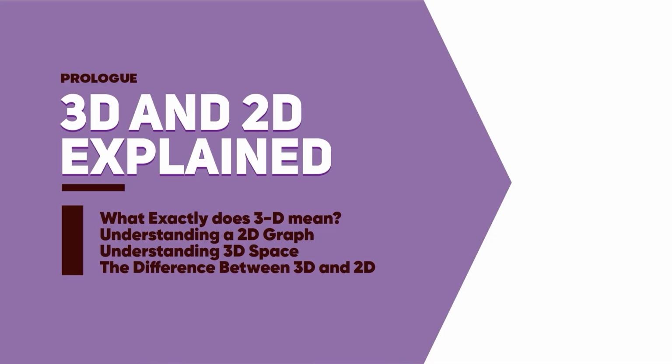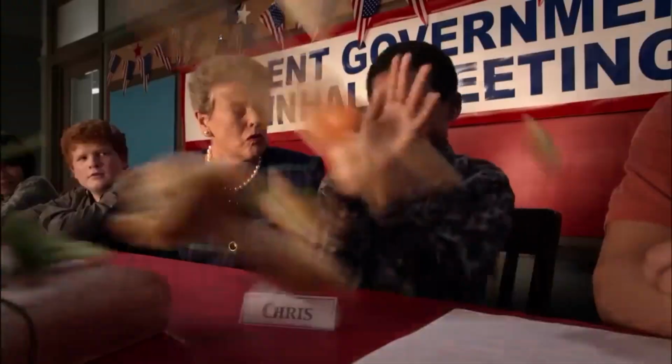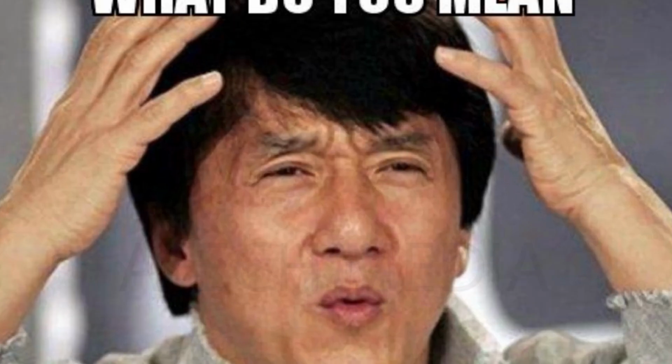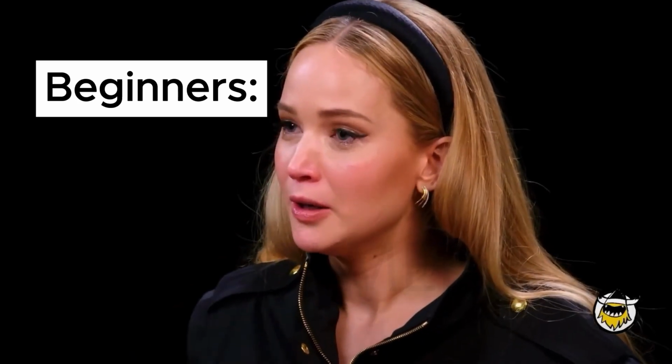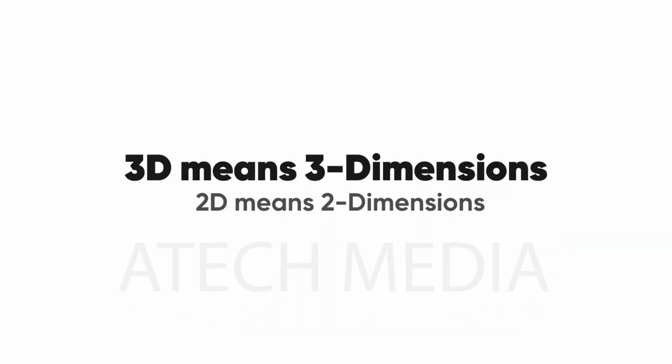Now today's video will be focused on explaining the fundamental concept of 3D. Specifically, what does 3D mean exactly? We've heard this word being thrown around a lot, but what exactly does it mean? So the D in 3D means dimensions. So 3D simply means 3 dimensions.